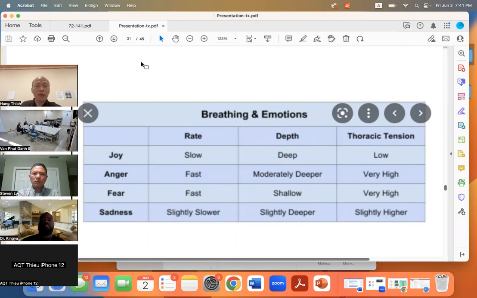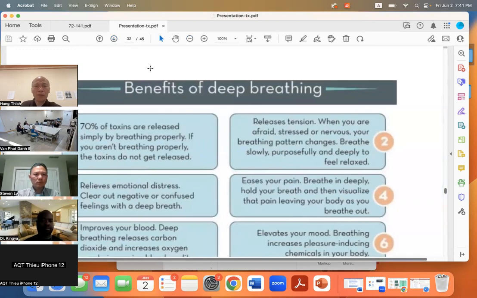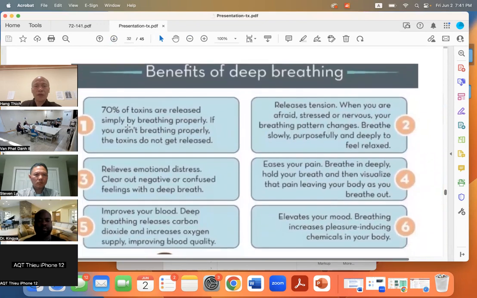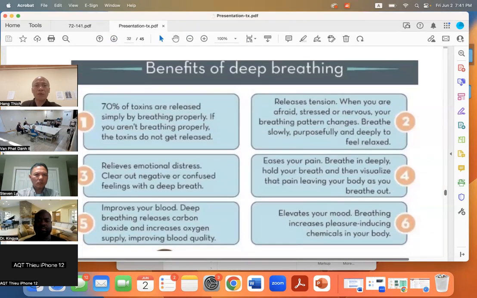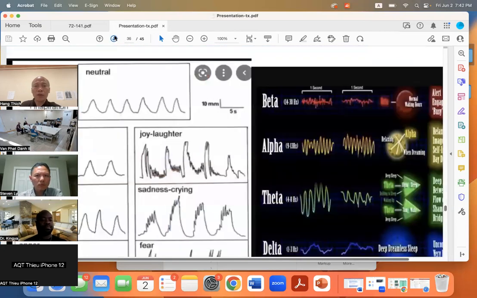Anand, you can follow, right? And here, the benefits of breath. 70% of toxins are released simply by breathing properly. If you are not breathing properly, the toxins do not get released. Deep breath releases carbon dioxide and improves oxygen supply, improving blood quality and so forth. This is the breath here.